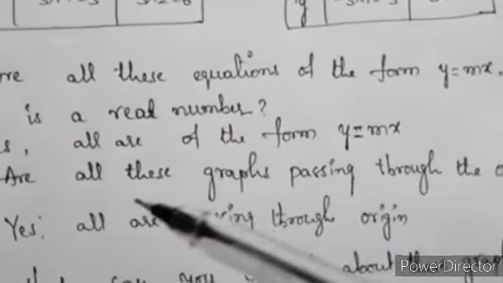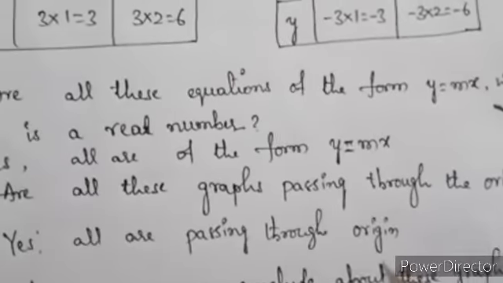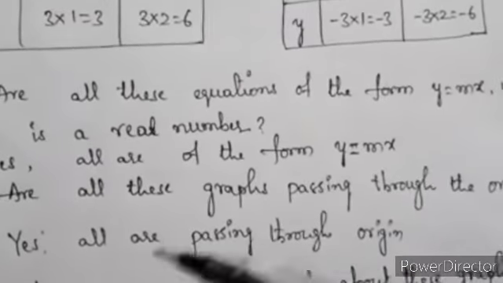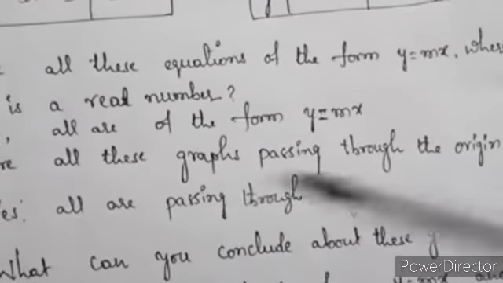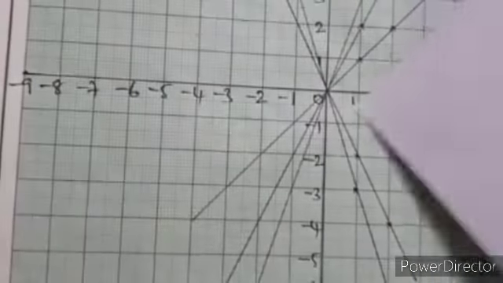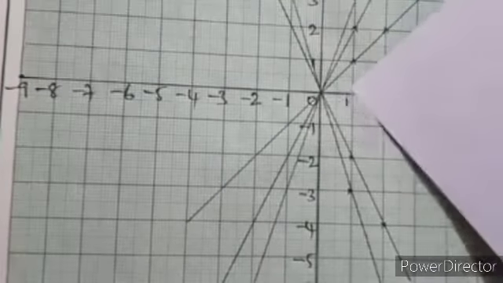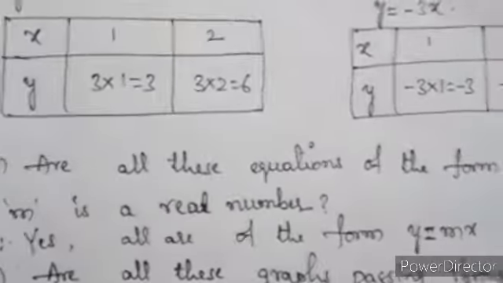Here some questions are asked. Are all the equations of the form y is equal to mx? Yes. All the equations are of the form y is equal to mx only. Are all the graphs passing through the origin? From the graph, what did we observe? All the lines, all the linear equations, are passing through the origin only. So this is also yes, all the lines are passing through the origin.